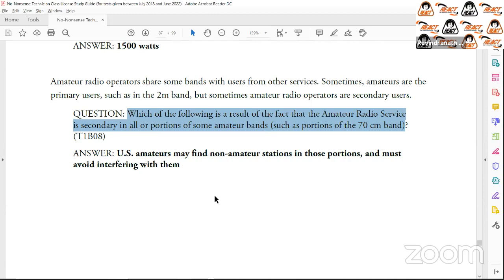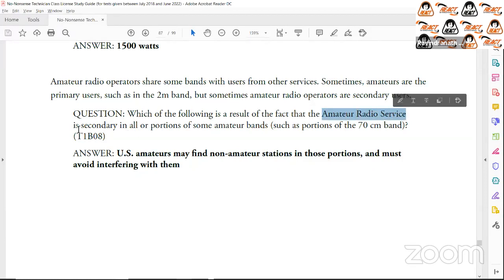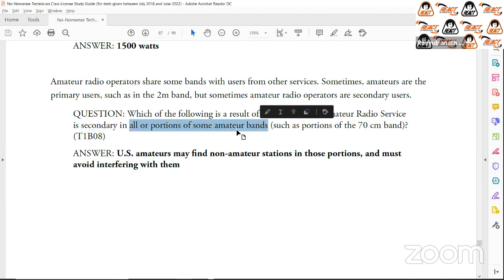Which of the following is a result of the fact that the amateur radio service is secondary in all or portions of some amateur bands, such as portions of the 70 centimeter band? Let's dissect this question a little bit. They're asking us about amateur radio service being secondary, either in all or some of an amateur radio band.